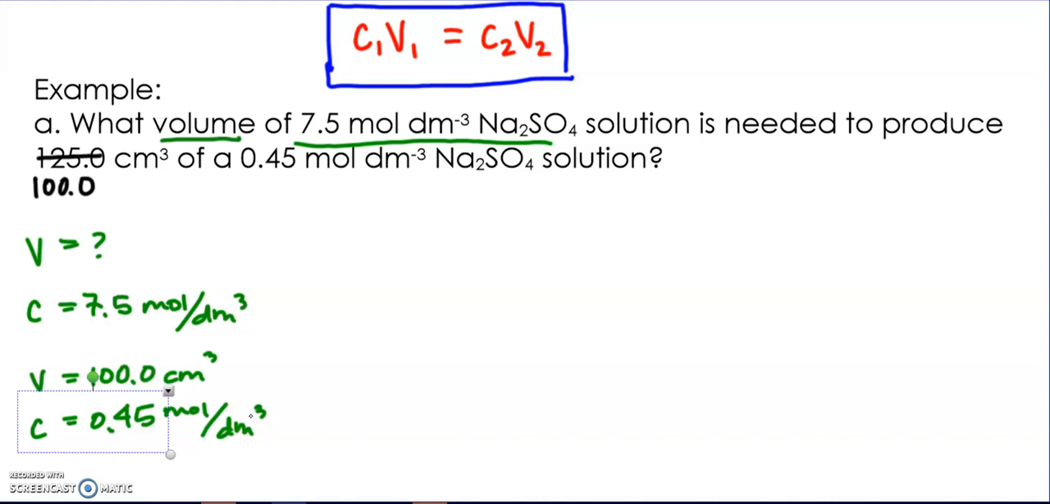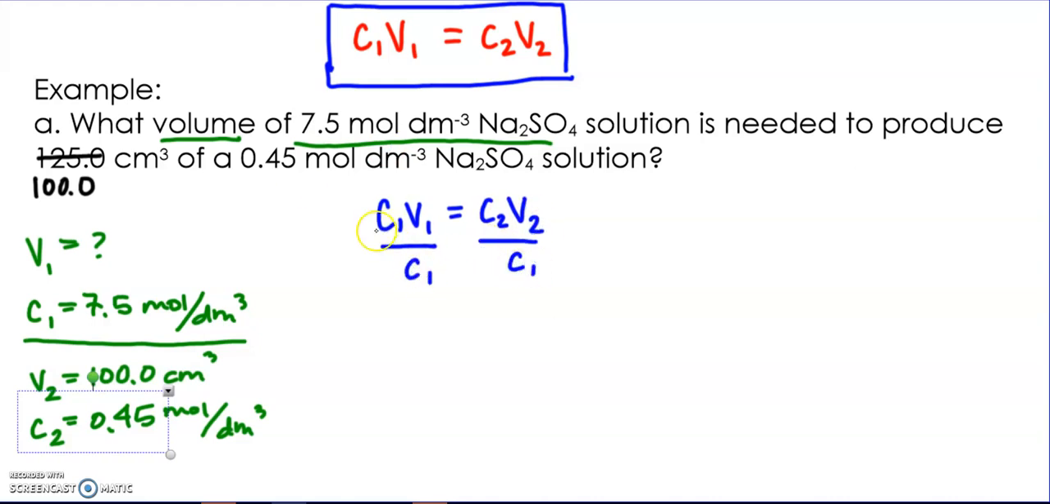I hope you can tell that these first two go together. What volume of that 7.5 mole per decimeter cubed solution? So I'm going to label both those 1. I could make them both 2, but I just need to know that they go together. And then my new volume is 100 centimeters cubed of this concentration. Now, if you remember, I like to do my algebra without my numbers in there. So I'm going to rewrite my equation and solve for V1. If I divide both sides by C1, I find that V1 equals C2 times V2 over C1.